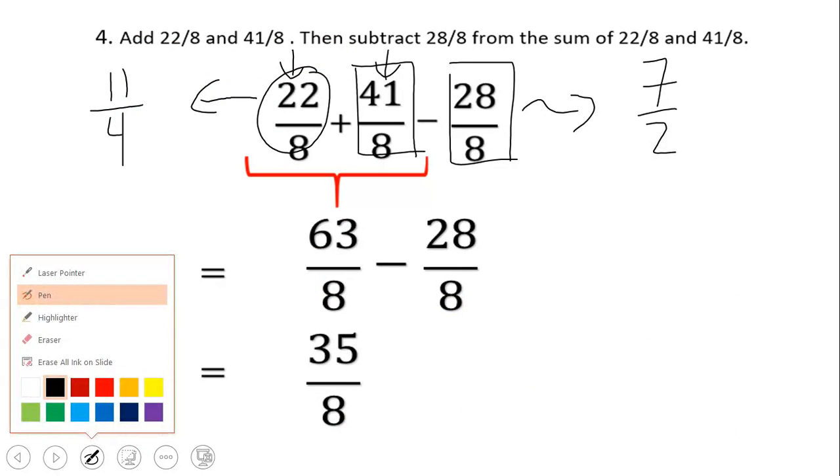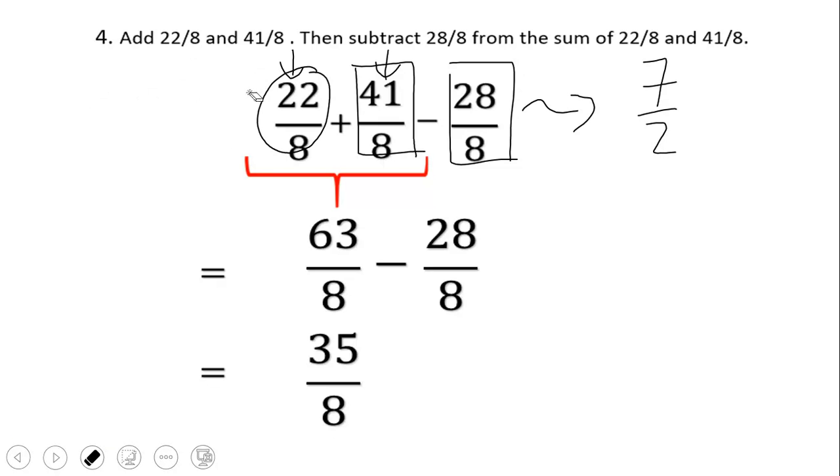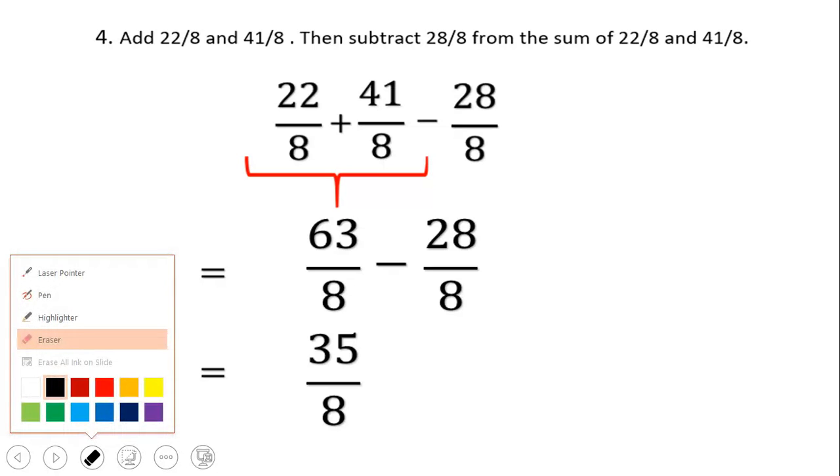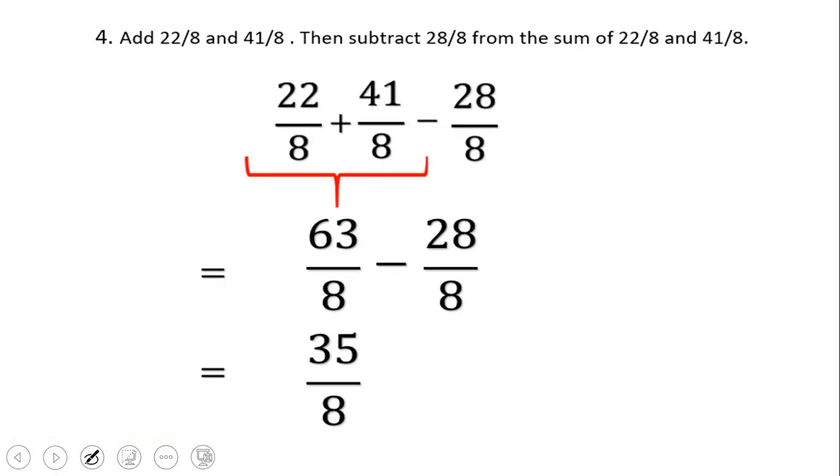Now let's perform the operation that we have here. We're going to add 22 over 8 plus 41 over 8. That's the same thing as adding 11 over 4 plus 41 over 8, because 22 over 8 is equivalent to 11 over 4. When we add these two fractions, note that they have the same denominator.